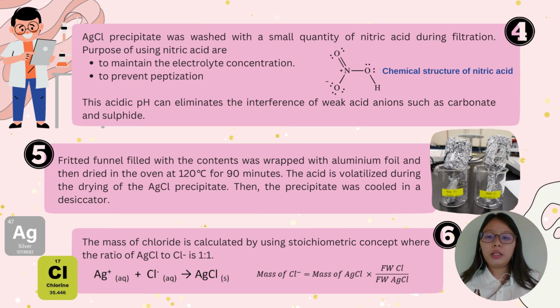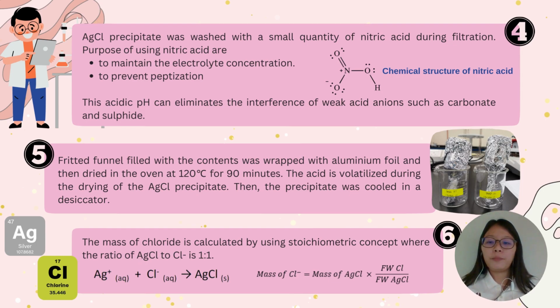Then, the funnel filled with its contents was wrapped with aluminum foil and dried in the oven at 120 degrees C for 19 minutes. During that, the acid is volatilized. Before weighing, the precipitate was cooled in the desiccator to prevent exposure to moisture in the atmosphere.